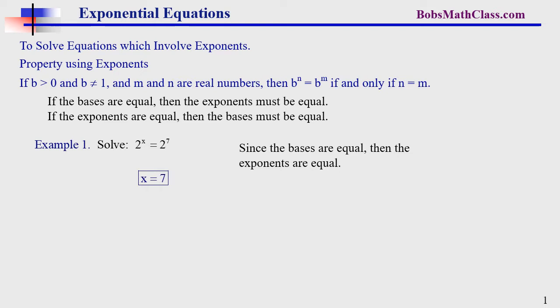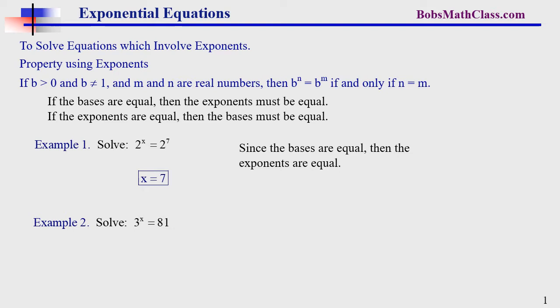It couldn't be anything else, right? 2 to the 3rd doesn't equal 2 to the 7th. So that x has to be the same number as the number that's in the exponent on the right, since the bases are equal. Okay, so that's probably about as easy as it gets right there. Now we just complicate things up a little bit. How about this one? 3 to the x equals 81.